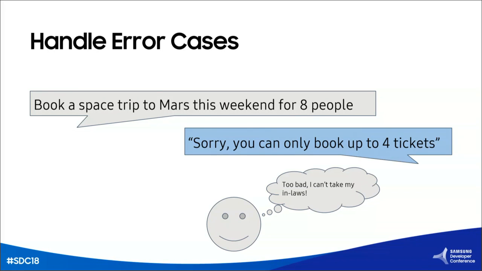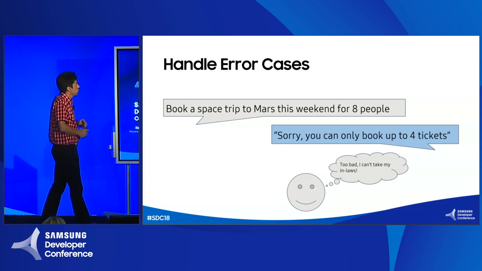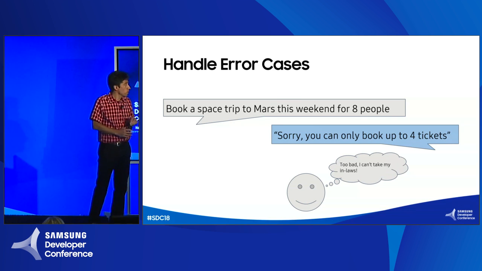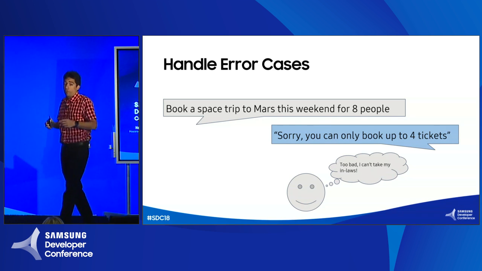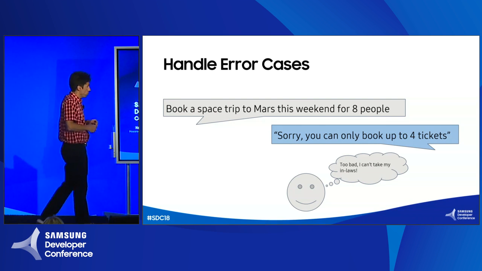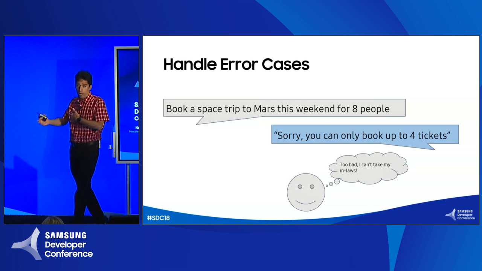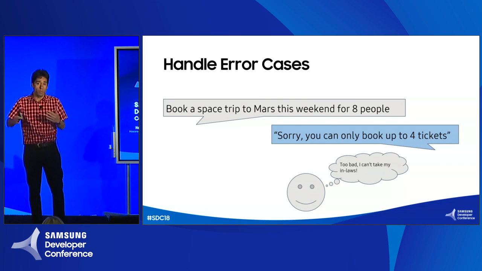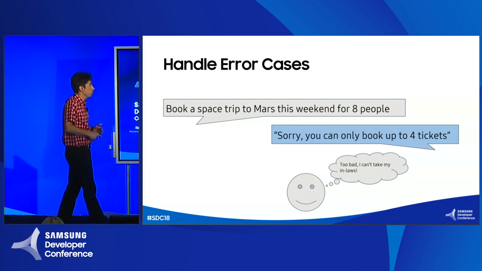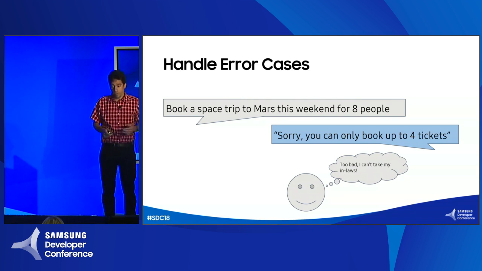And the last thing we can do to improve the experience, which is a very important part as well, is to handle error cases. Like, what if we can only get at most 4 tickets? If the user asks for 8 tickets, and we can only go up to booking 4 tickets, we have to handle that error case.